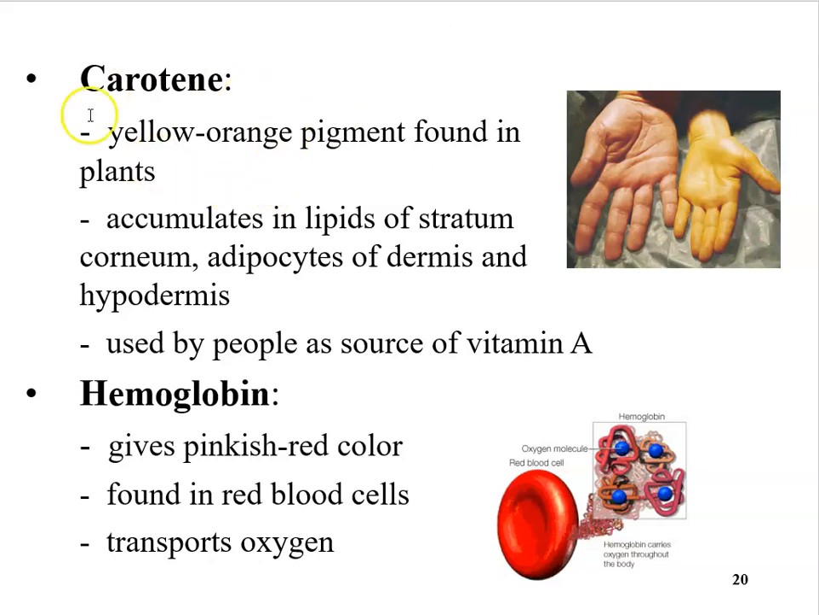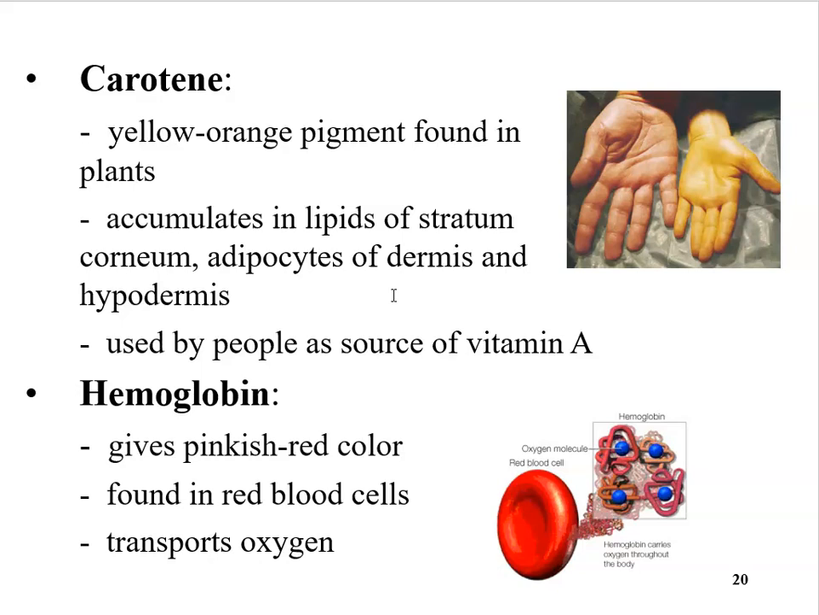Carotene is a yellow, orange, maybe slightly reddish pigment. But again, it's found in plants. It can influence our pigment because even though we don't produce it, it can accumulate in the skin. It accumulates in the lipids of the stratum corneum, those waterproofing lipids, and also in the adipocytes or fat cells of the dermis and hypodermis. We ingest it as a source of vitamin A. So it's a precursor. You may have heard of beta carotene, precursor to vitamin A that our bodies then turn into usable vitamin A. And when we have too much, it's toxic.